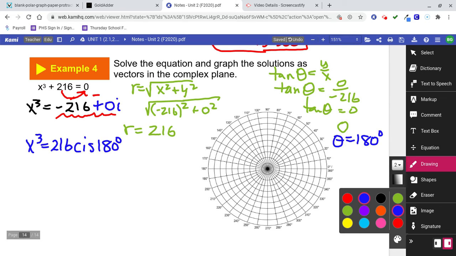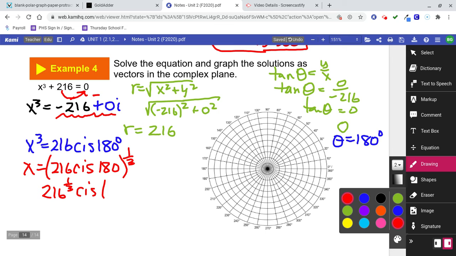Now, the thing that stinks is we haven't really done anything yet. We haven't solved our equation yet, but at least we're in polar, and now we can use the nth root theorem. I can take both sides to the 1/3 power and solve this thing, okay? I can do a DeMoivre's. DeMoivre's is going to say 216 to the 1/3, cis 1/3 times 180. And that's going to give me my first solution.